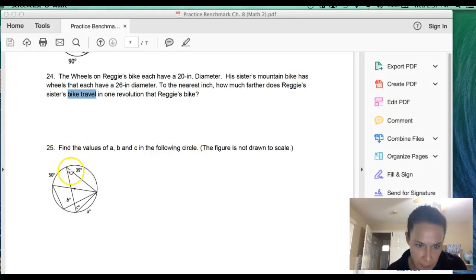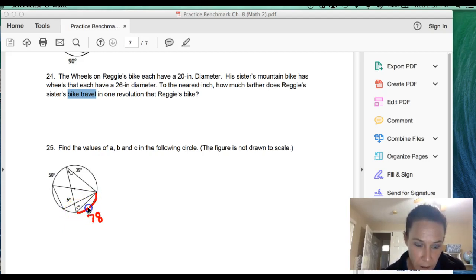Looking here, I can see this angle is the inscribed angle for this arc. So A right away is going to be easy for me. It's twice this measure. If this is 39 and I double 39, I'm going to get A. So let's go ahead and do that one first. 39 plus 39, I'm just going to double it. I'm going to get 78. So this arc here is going to be 78.